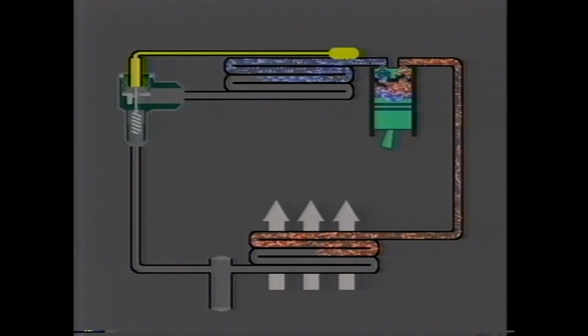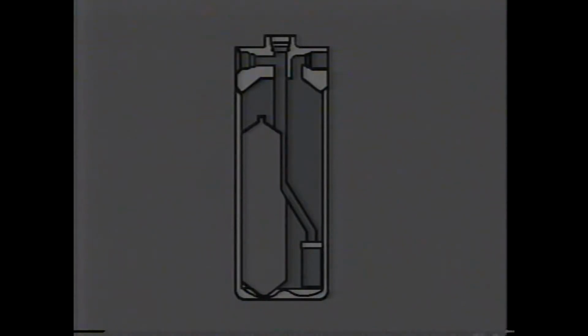The air passing through the condenser fins is much cooler than the R12 vapor. As heat is given off to the air, the vapor cools and condenses to a liquid. It is now a high-pressure liquid. The liquid R12 now goes to the receiver dryer.